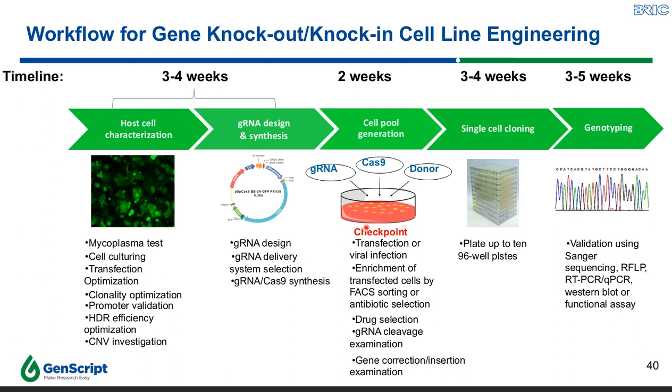This is followed by the transfection of the guide RNA and the Cas9, with or without the donor template depending on the project, to create the cell pool. The enrichment of the transfected cells is carried out by FACS sorting or antibiotic selection. Additionally, numerous tests will be carried out in order to guarantee the success in modifying the cell pool. So this phase is considered a checkpoint. Therefore, from the test, there is a strict guideline that GenScript needs to follow in order to guarantee the success in creating the modified cell line.